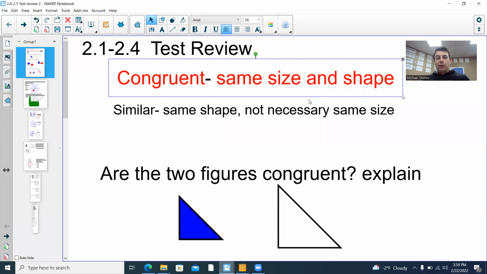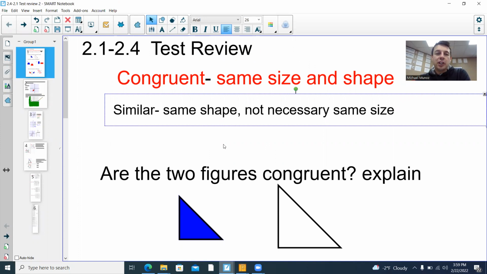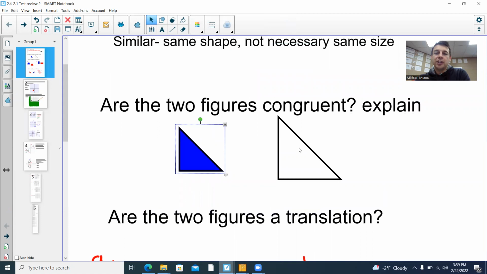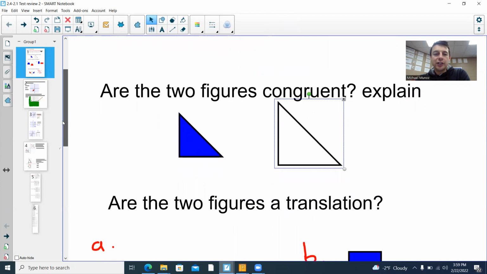What we're focused on in these first few chapters are congruent figures, which are figures that are exactly the same size and shape, unlike similar shapes, which might be the same shape but not necessarily the same size. So down here, we have two little triangles. We can see that they're not the same size. So it asks if they're congruent. We would say no, because they're different sizes.